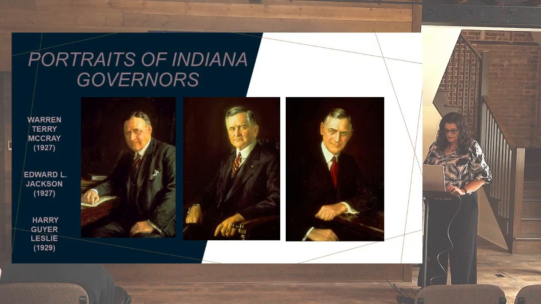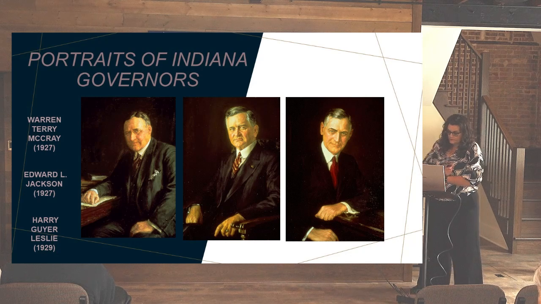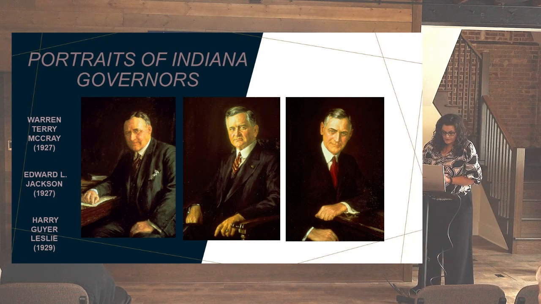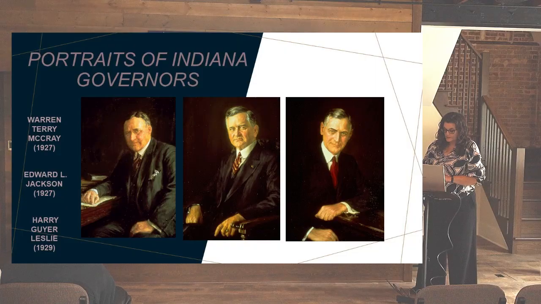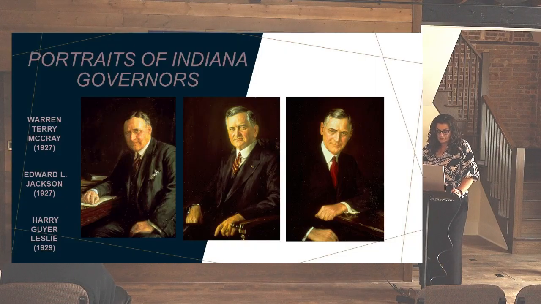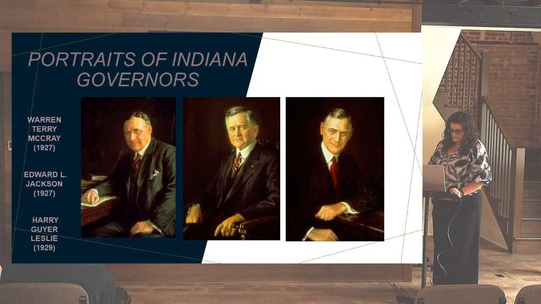Now, the 3 Indiana governors you can see are William T. McCrae, Ed Jackson, and Harry G. Leslie. The McCrae portrait bears no date, but is said to have been painted in 1927, 3 years after McCrae submitted his resignation as governor. And it's a very frank portrait of the governor.